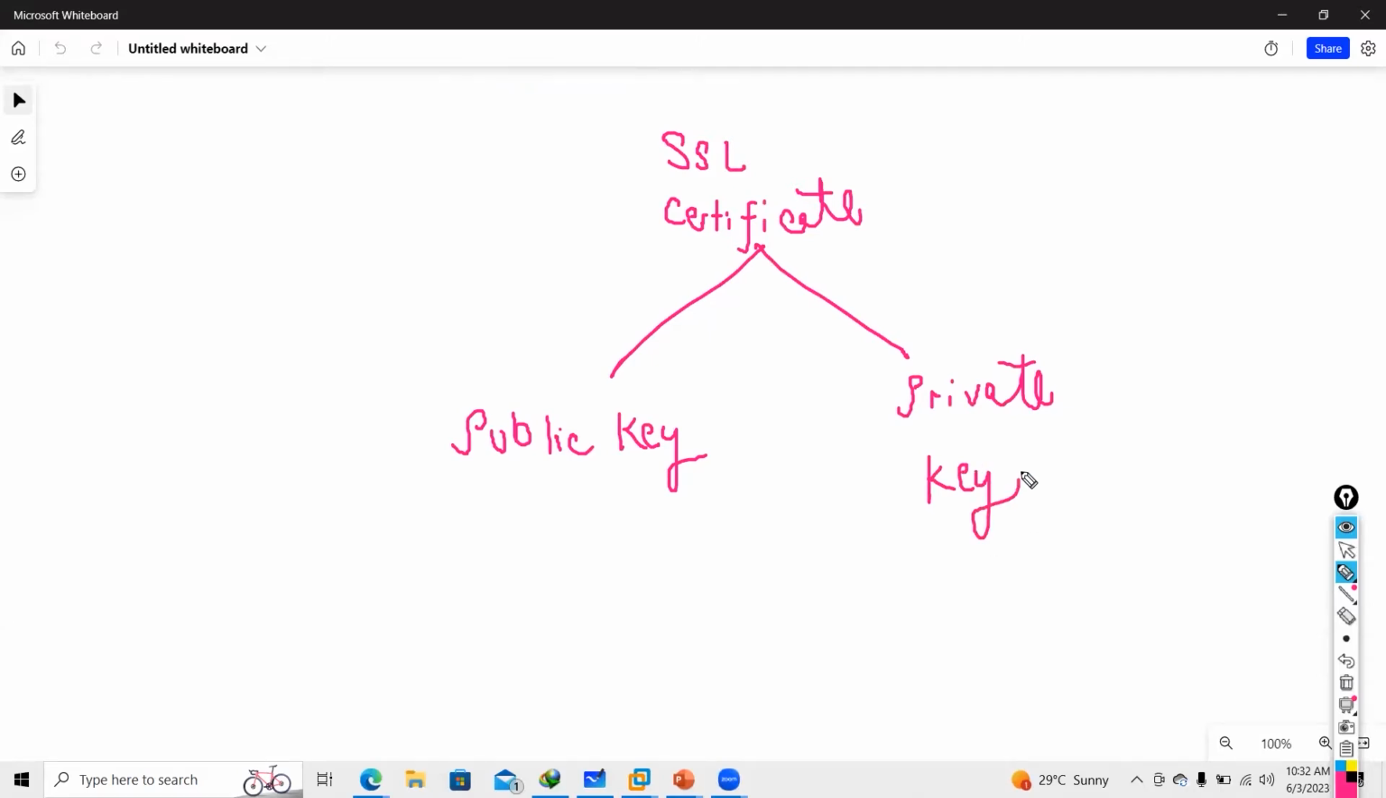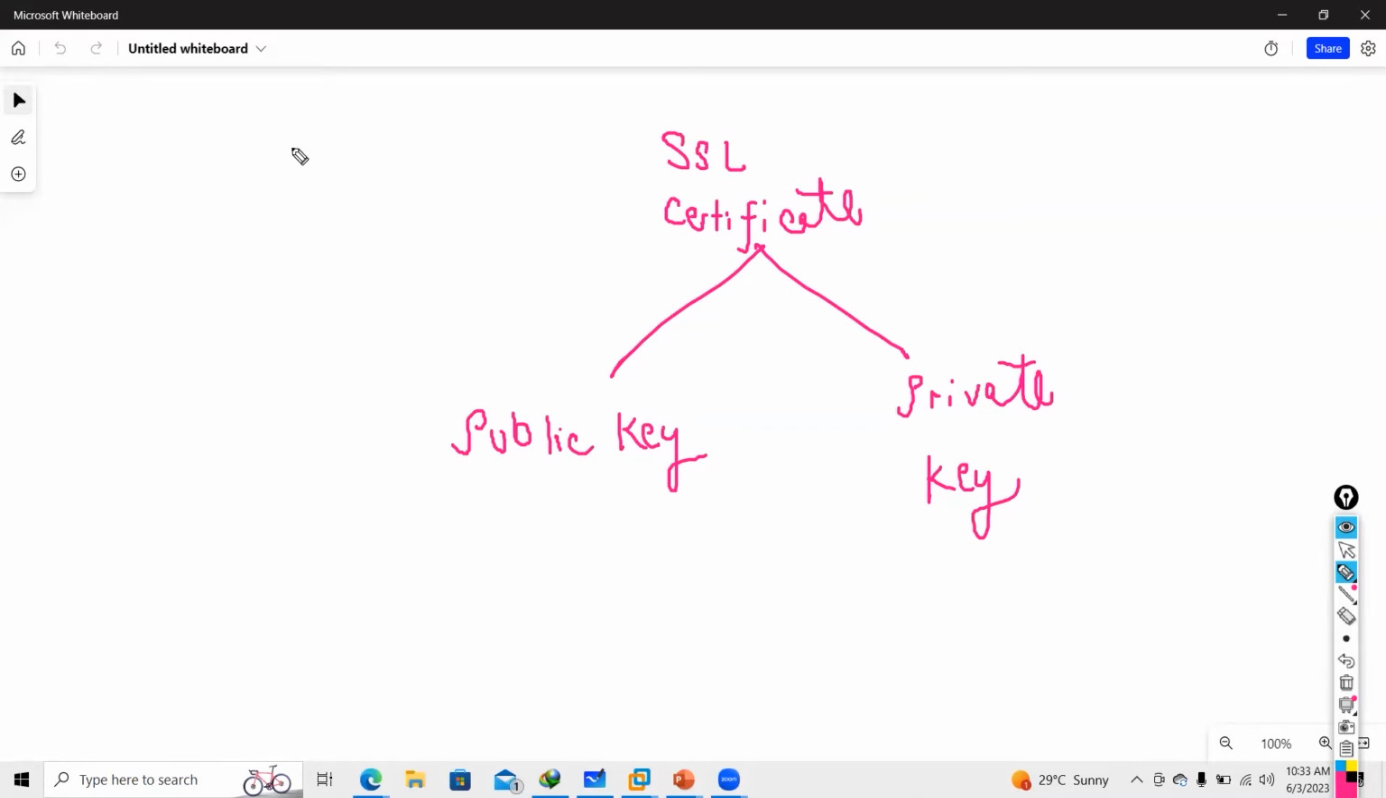Anyone? Why do we require two keys in SSL? Anyone on the chat? Why do we require a public key and a private key when SSL happens? Why do we require two keys? That is a question.